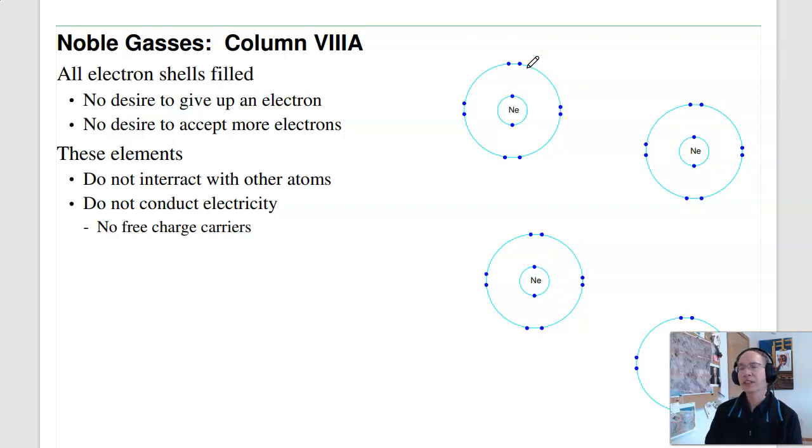What that means is neon doesn't want to give up any electrons. It doesn't want to accept any electrons. It's happy where it is. That makes neon a noble gas, an inert gas. It doesn't interact with other elements. It also means that it does not conduct electricity. There are no free electrons to carry charge.